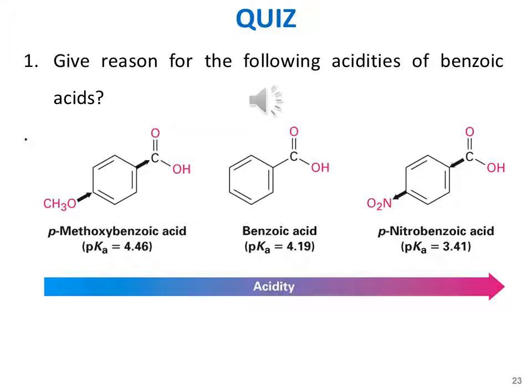You have to give the reason why the pKa value of para-methoxybenzoic acid is 4.46, whereas for benzoic acid the pKa value is 4.19, and for para-nitrobenzoic acid the pKa value is 3.41. So you may say that para-nitrobenzoic acid is the strongest acid among these three benzoic acid derivatives. You have to give the reason why para-nitrobenzoic acid is a stronger acid than para-methoxybenzoic acid and benzoic acid alone. There is a hint. You have to explain it on the basis of the inductive effect.